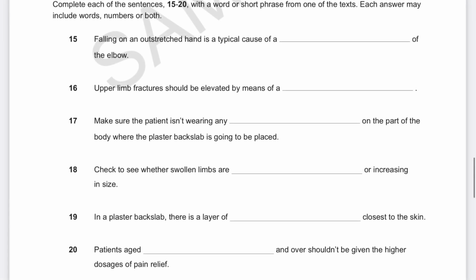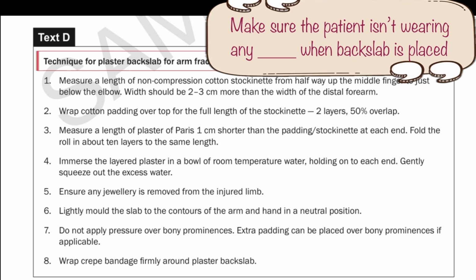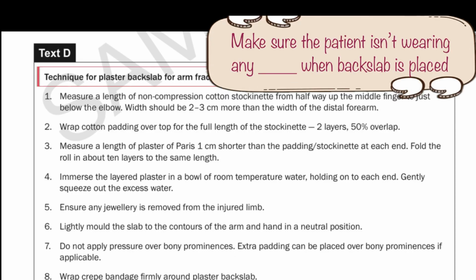Number 17. Make sure the patient isn't wearing any blank on the part of the body where the plaster back slab is going to be placed. So keywords are plaster back slab. So for sure, we are going to go to text D because text D is all about plaster back slab. And now we scan for the answer.